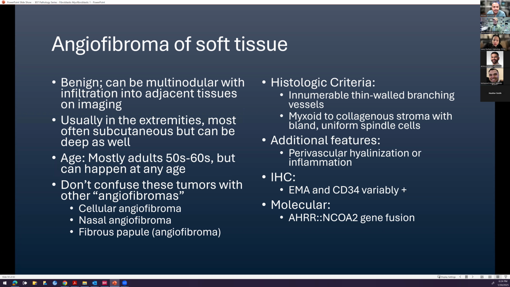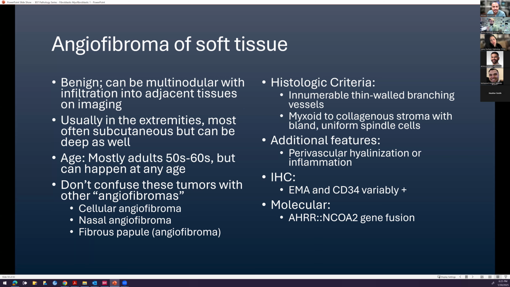But the big thing here is that there are lots of different angiofibromas that we talk about, and they're all different from this one. We talked about cellular angiofibroma already, which is its own tumor, the RB1 loss tumor. There's also nasal angiofibroma, usually in boys, AR positive, that kind of thing. Those happen within the sinonasal tract. And then there are also skin angiofibromas, which are called fibrous papules.